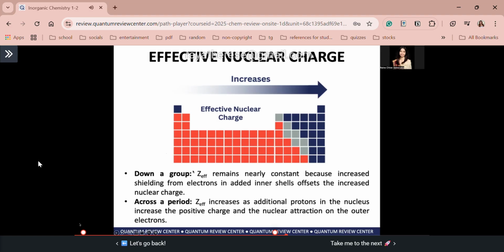Across the period, the effective nuclear charge increases because mas maraming protons in the nucleus that increases the nuclear charge and its attraction to the outer electrons. Now we know that there is more protons across a period kasi increasing ang atomic number.